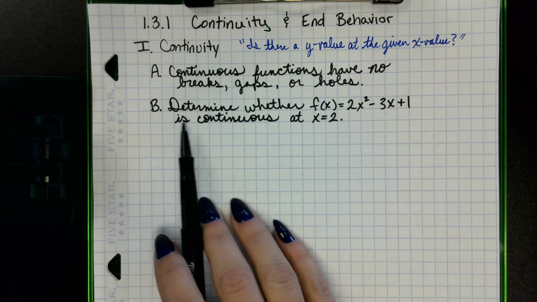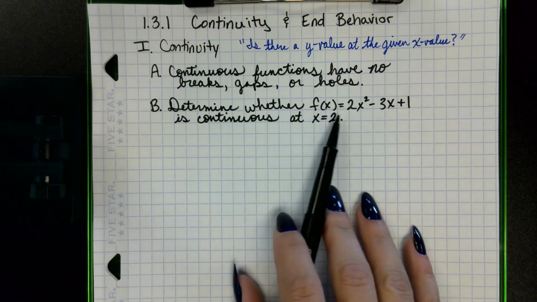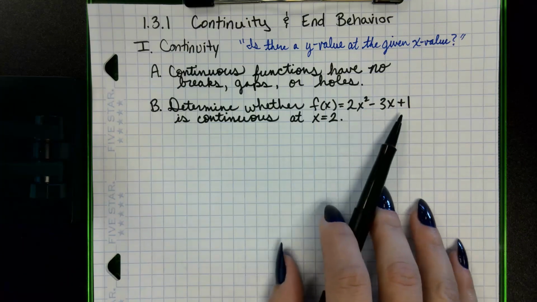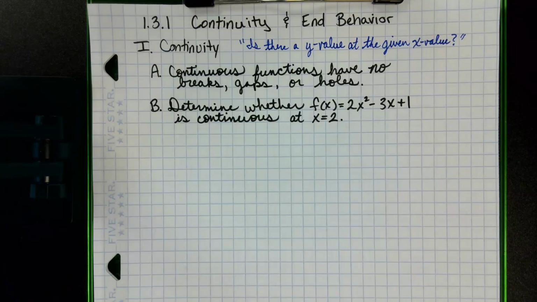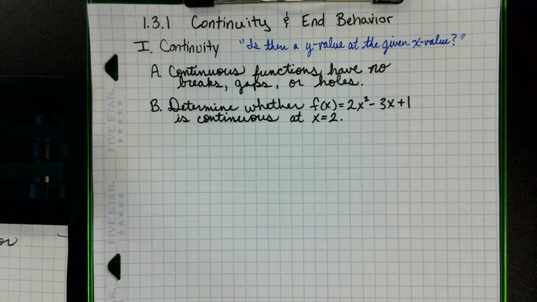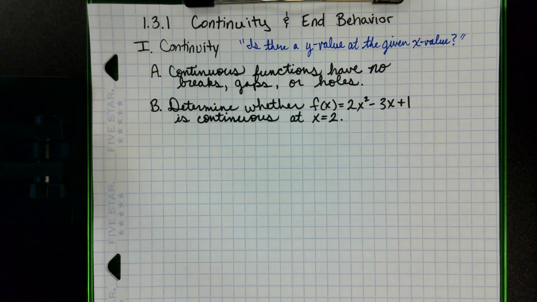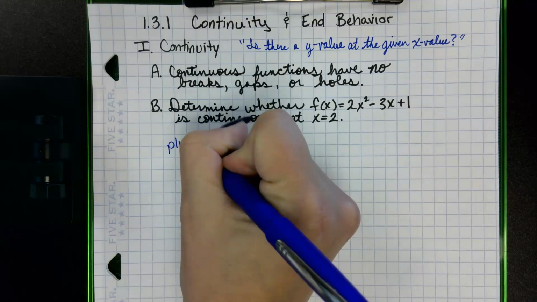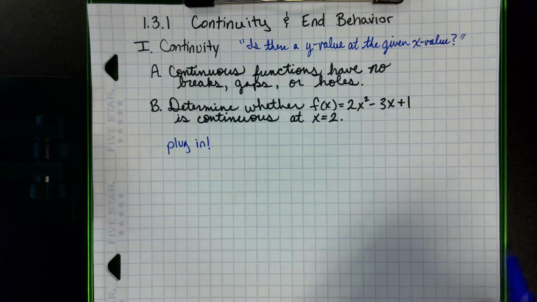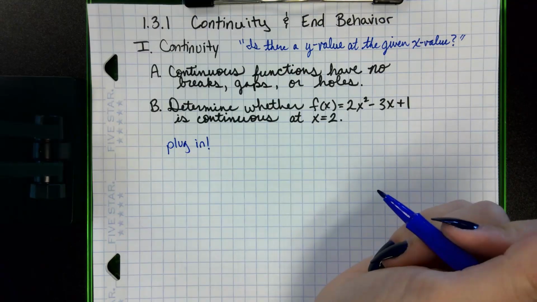So the example is: determine whether f of x equals 2x squared minus 3x plus 1 is continuous at x equals 2. All right, so we're given an x value and we're asked, is the graph continuous at that x value? Or is there a y value for that x value? To figure that out, we're going to plug in for when x is 2, or evaluate the function at 2.